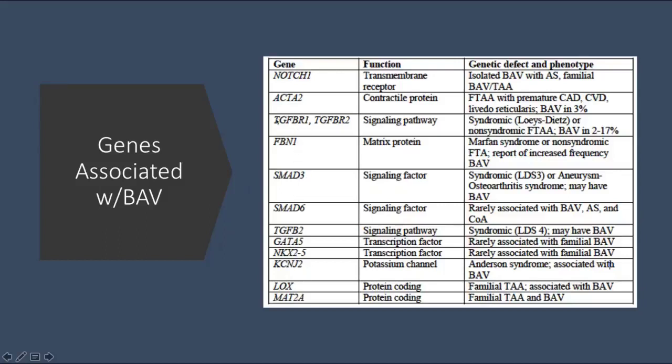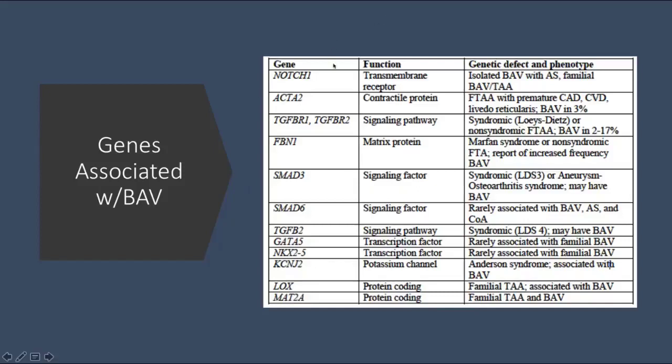We have TGFBR1 and TGFBR2. Studies suggest there's an increased prevalence of BAV in these populations. This is the gene that causes Loeys-Dietz. FBN1 causes Marfan's. ACTA2, which is also a gene we know causes early aneurysms and dissections, has also been more highly associated with bicuspid aortic valves.